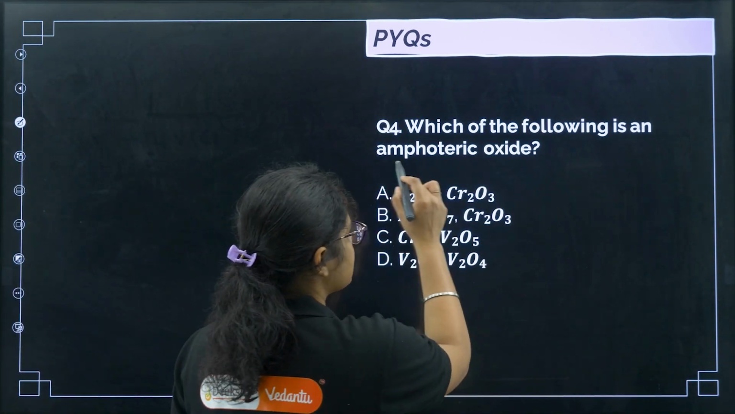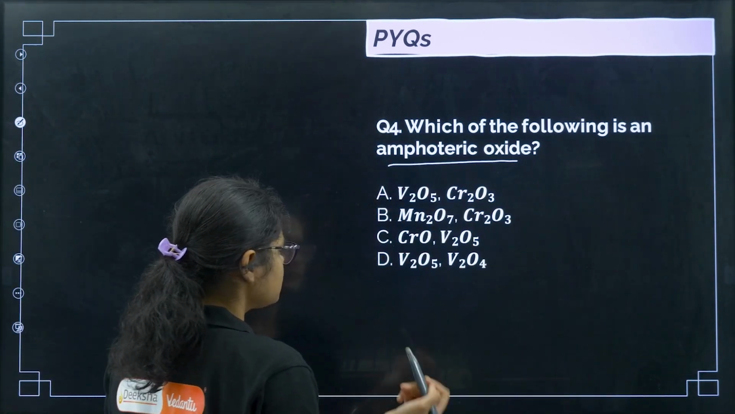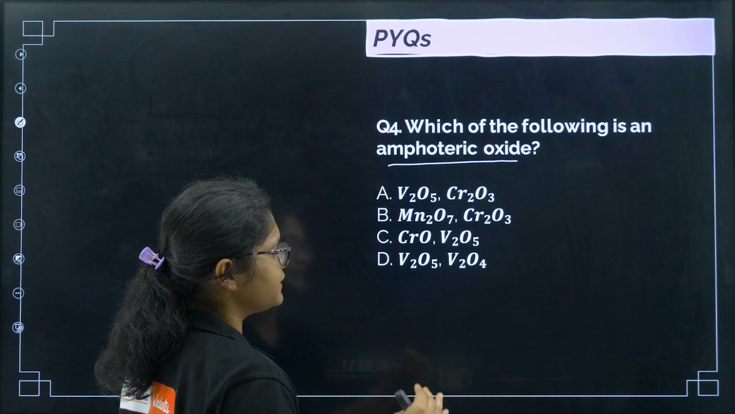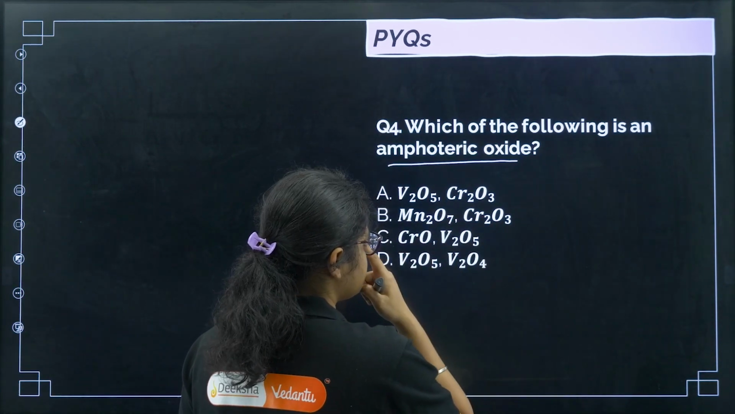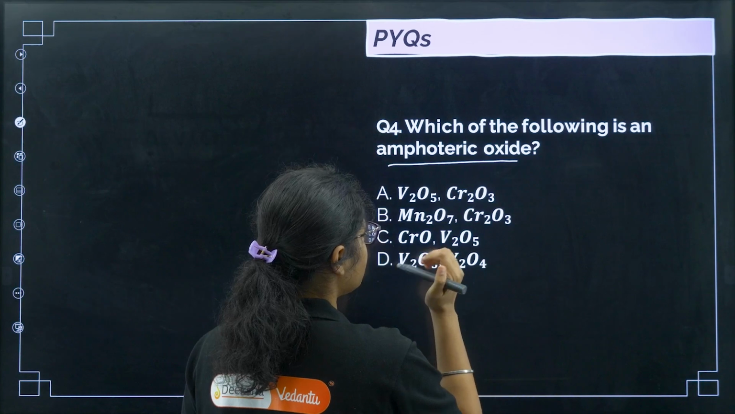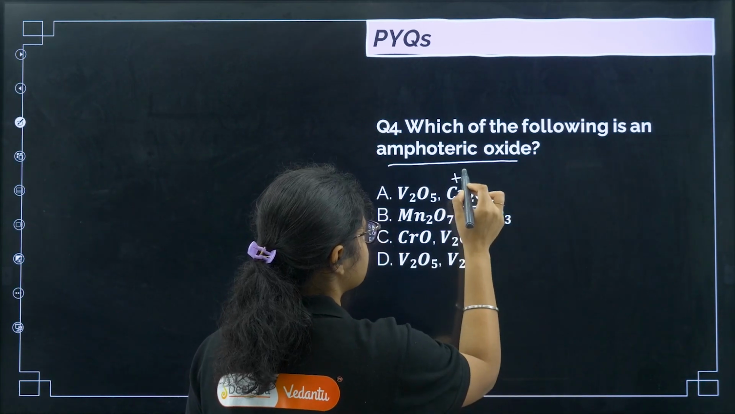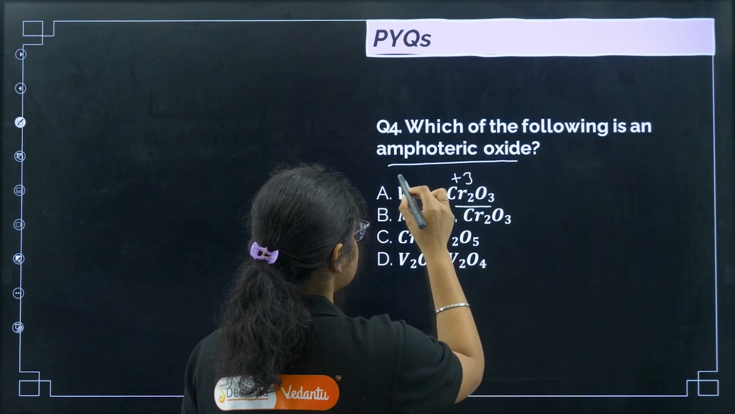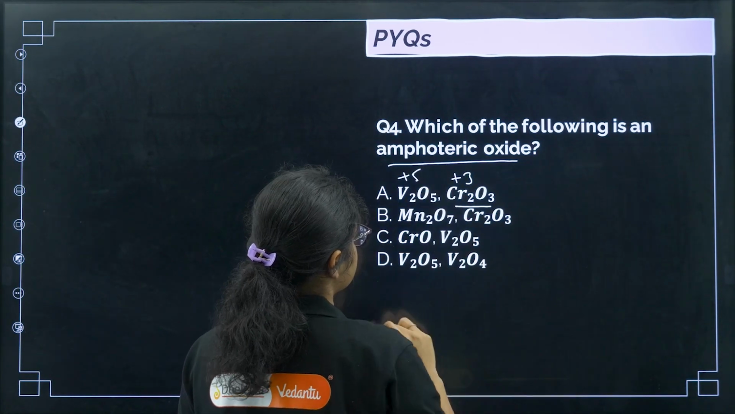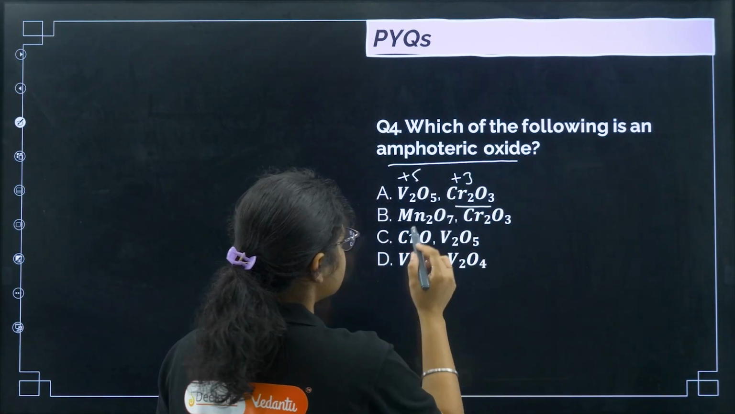Which of the following is an amphoteric oxide? So we know for amphoteric oxides we need an intermediate oxidation state, between the oxidation states. If you see here Cr2O3, that is +3 oxidation state, and here it is +5 oxidation state. Now this can be the answer.